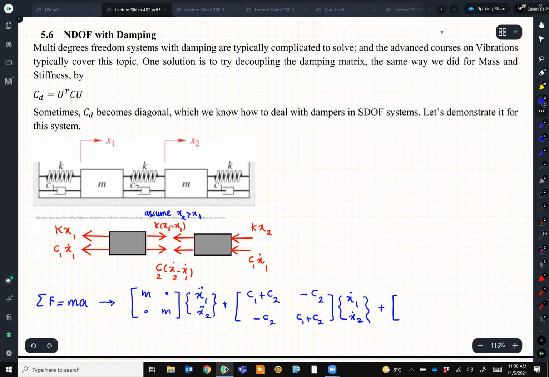So over here, I'm going to have [2k, minus k; minus k, 2k] times [x1, x2] equal to 0. There is no force, unlike the previous example, but there is no problem if there are external forces, because in the previous example, we had external forces. All right, so this is my equation of motion in matrix format.